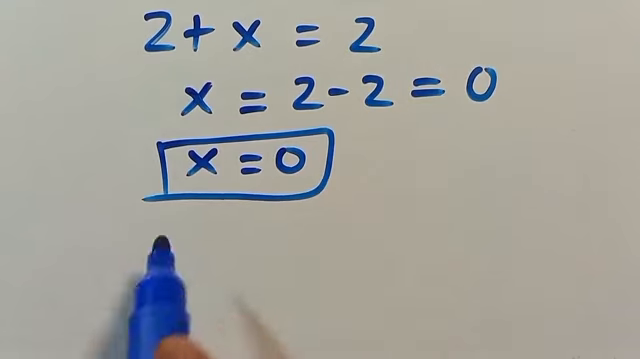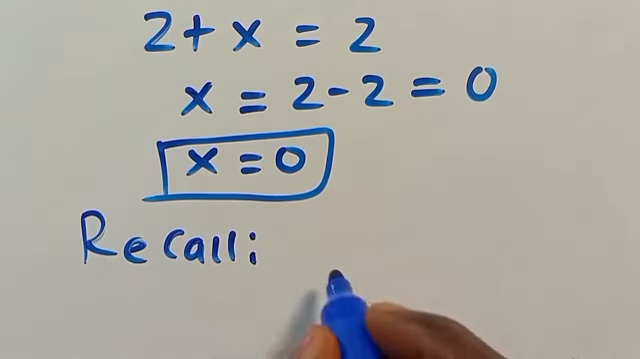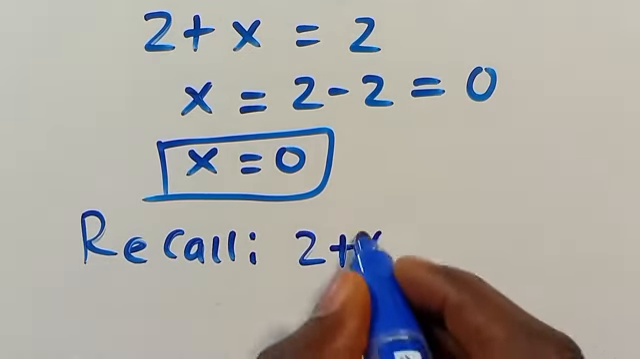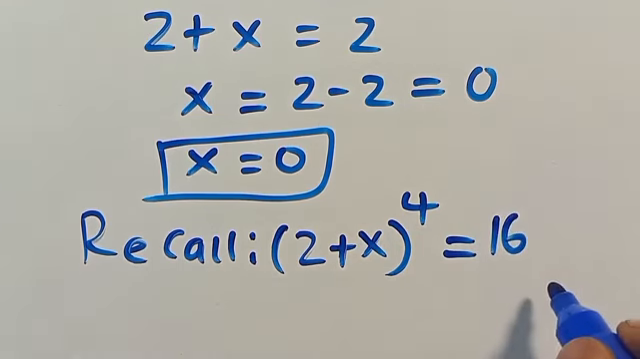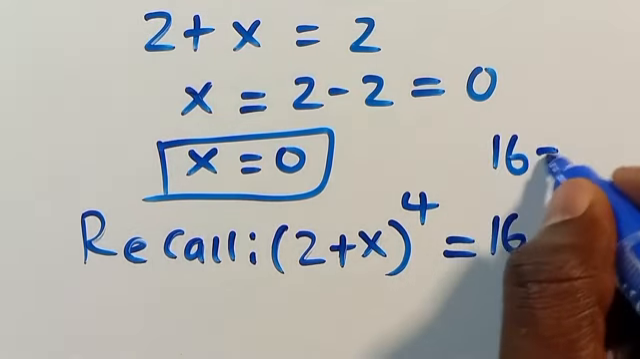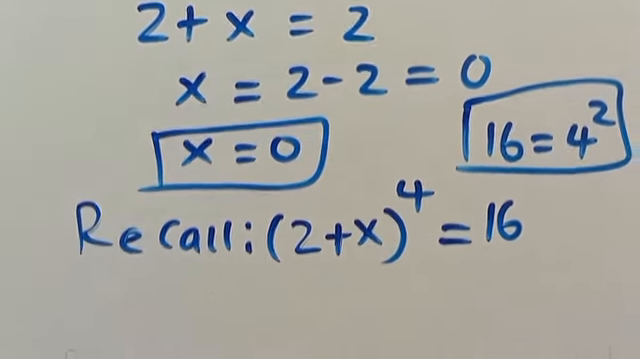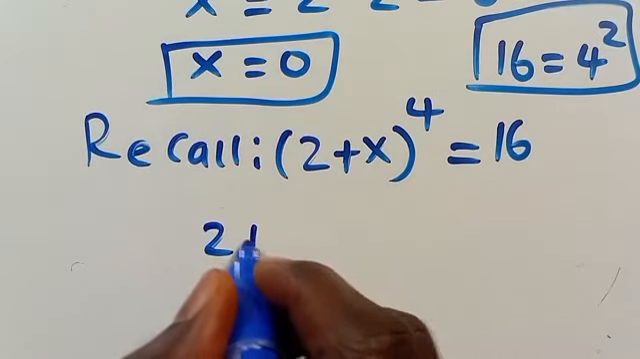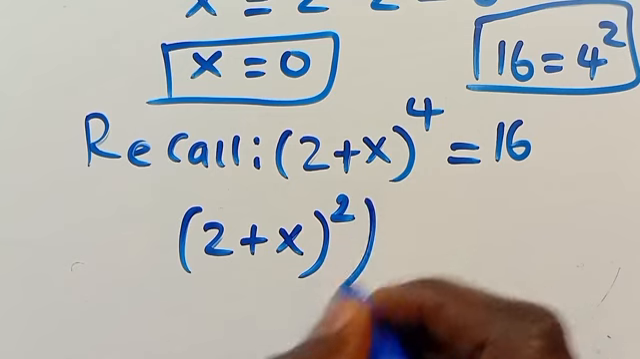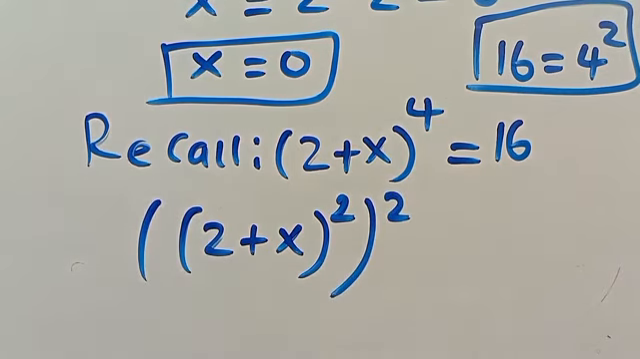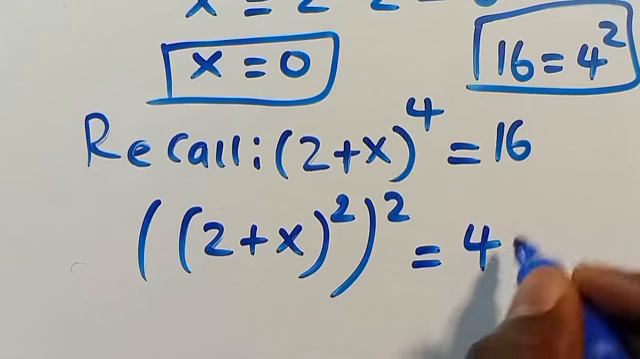From here, recall that we have (2 + x)^4 = 16. And we can also have 16 to be equal to 4 to the power of 2. So here will now be ((2 + x)^2)^2, as this 2 times 2 will give us 4, equals 4^2.